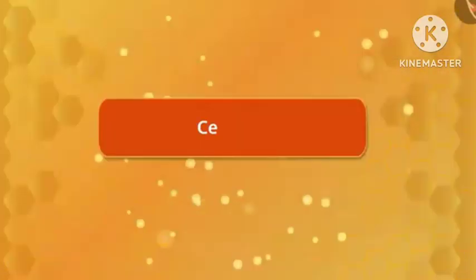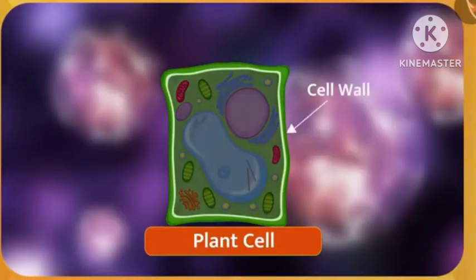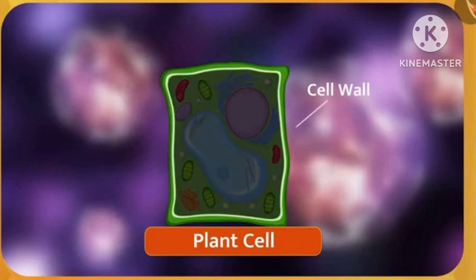Now what is the cell wall made up of? Let's see in detail about the cell wall. The plant cell wall is generally made up of cellulose, and it is the outermost hard covering of the cell, which is used to maintain the shape and size of the cell, and also protects it from external environmental changes.